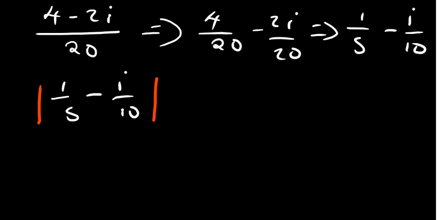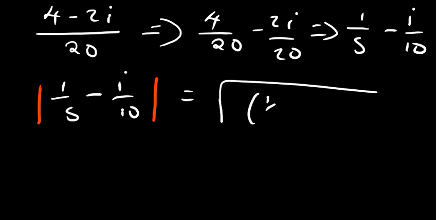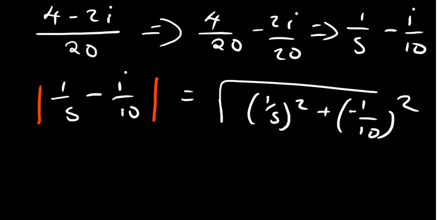So what did you say about the absolute value? It's the square root of a squared plus b squared. So our a in this case is what? 1 over 5. Our b is what? That is 1 over 10, squared, of course. 1 over 5 squared is what? 1 over 25 plus, that is 1 over 100, right?